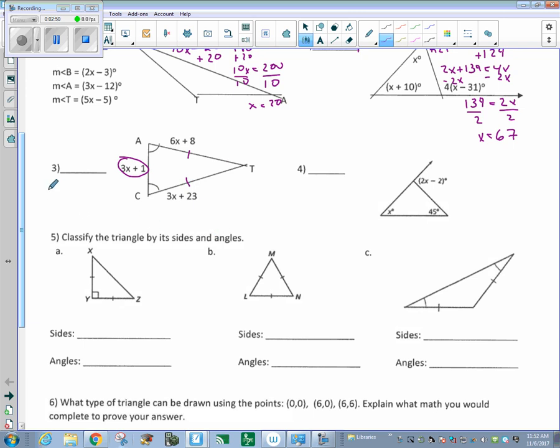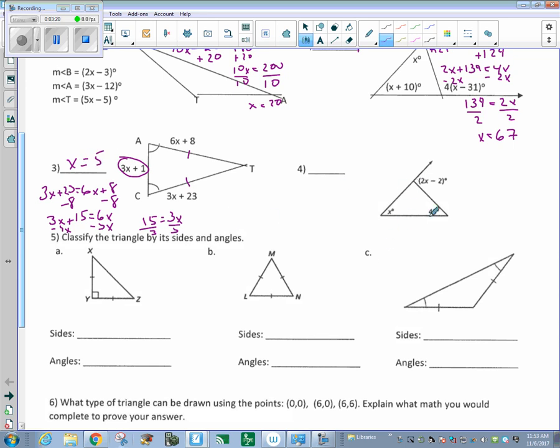So the way I would set this up is 3x plus 23 is equal to 6x plus 8. Now I'm just going to solve this algebraically. I'm going to subtract 8 across the equal sign and get 3x plus 15 equals 6x. Then I'm going to subtract the 3x. And so then I'm left with 15 equals 3x. And when I divide by 3, x comes out to equal 5.